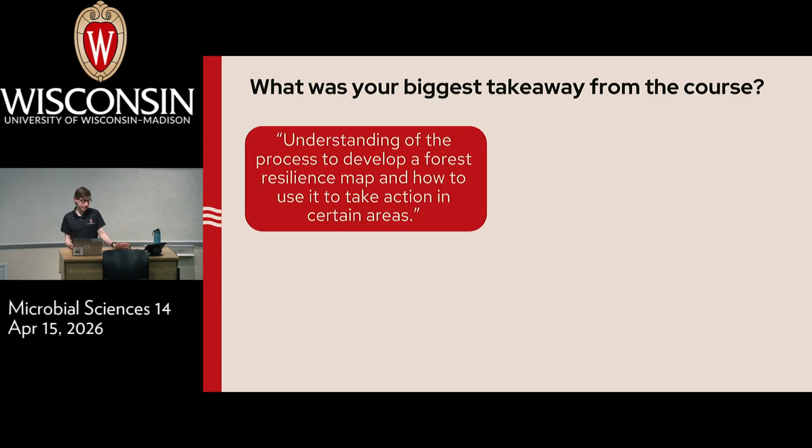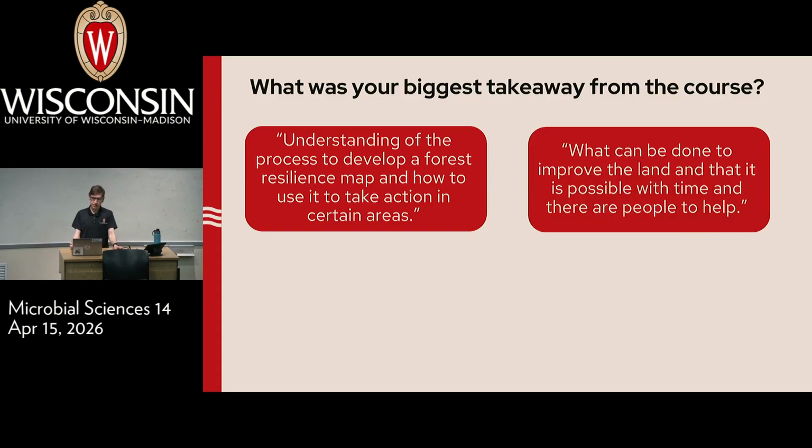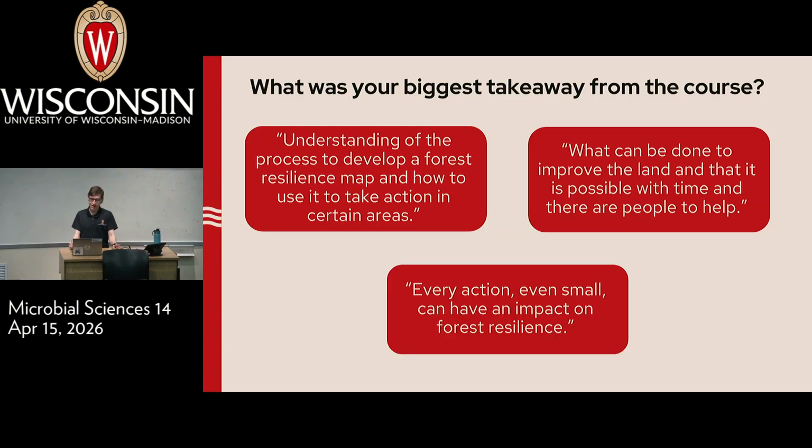So someone said, understanding of the process to develop a forest resilience map and how to use it to take action in certain areas. What can be done to improve the land, and that it is possible with time, and that there are people to help. Every action, even small, can have an impact on forest resilience. So when I read these, I see efficacy in all 3 of these, and that makes my heart warm. I'm really glad to see that.